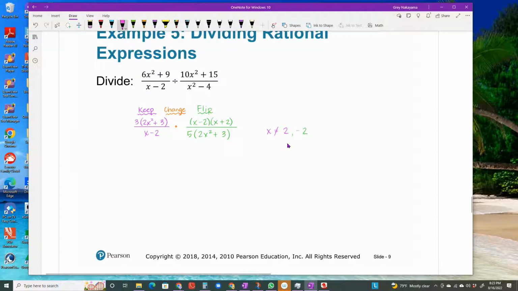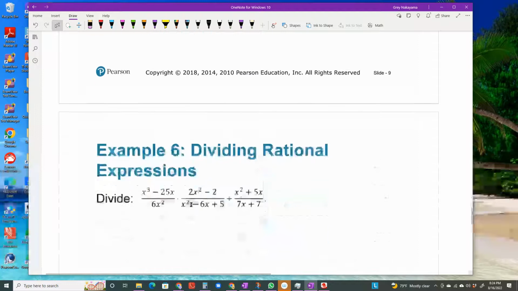Okay, now looking at what I have the same on the top and the bottom: 2x squared plus 3, 2x squared plus 3, an x minus 2, and an x minus 2. So I'm left with 3 times x plus 2 on the top, and on the bottom it looks like I just have a 5. And so on the top, multiplying 3 times x plus 2, I get 3x plus 6, and I have to carry down what x cannot be. And that's it.